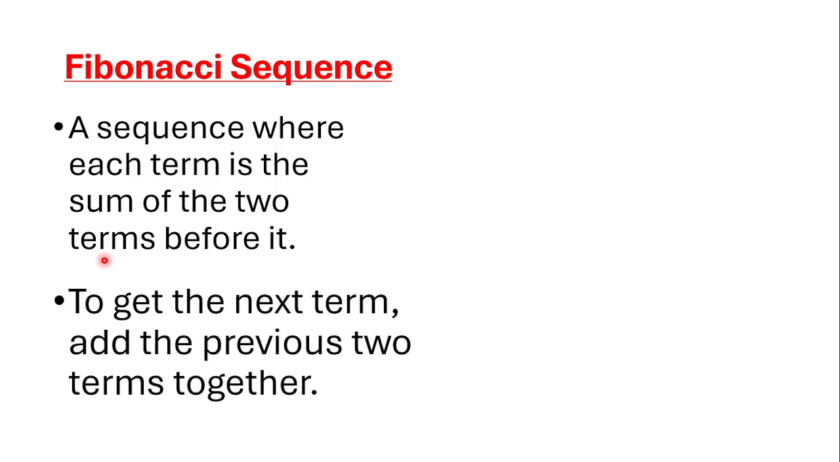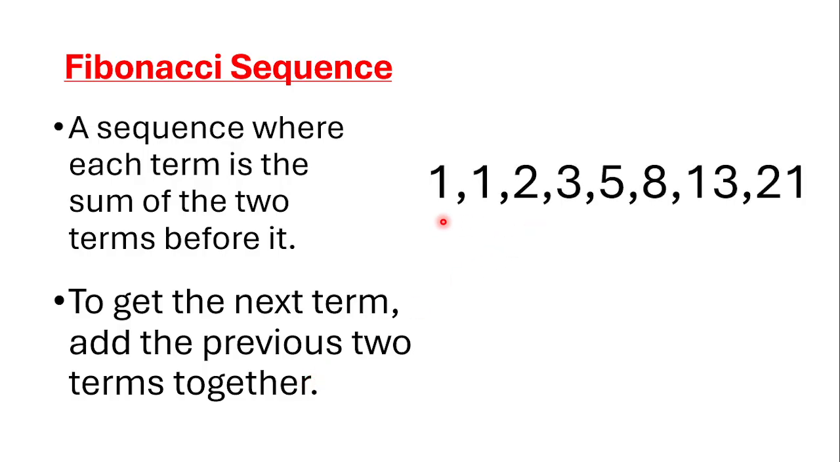Next, how do we get the next term? So if we have a Fibonacci sequence, how do we get the next term in the sequence? Well, to get the next term, all you have to do is add the two previous terms together to get the next term. Take for example this sequence. This is indeed a Fibonacci sequence. So let's look at it. How can we get the next term?